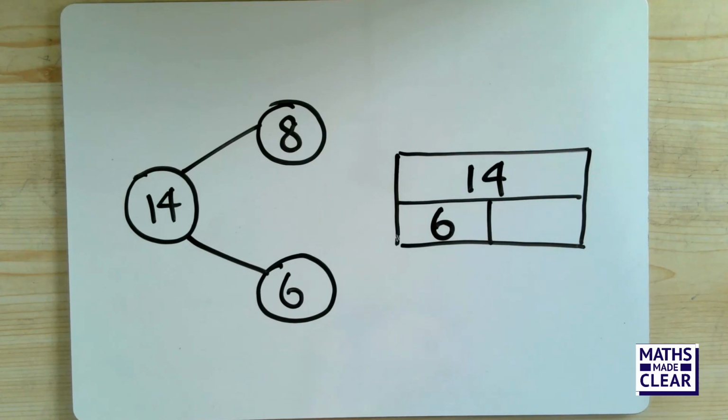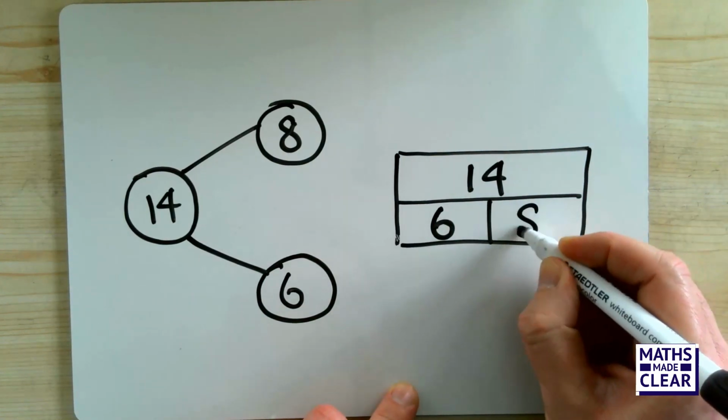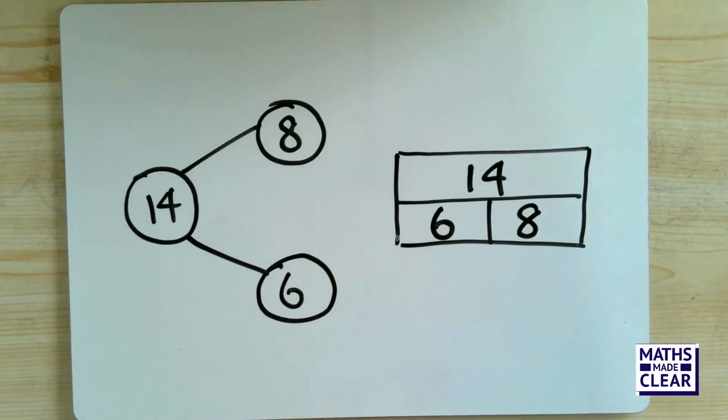Well, what happens is that you do the whole, the total amount, 14, take away one of the parts, 6, is going to give you the other part, which is 8. Fantastic. So now we're going to have a look at number lines.